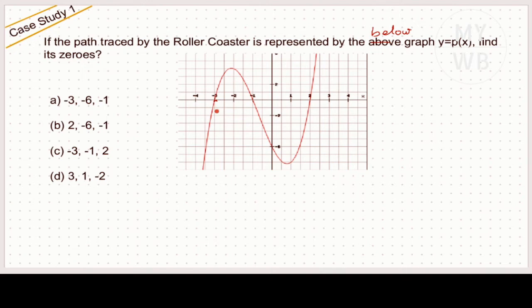Here the x coordinate of this point is -3. For this point of intersection, the x coordinate is -1. For this point of intersection, x coordinate is 2. So the zeros are -3, -1 and 2. Option C is the correct answer.